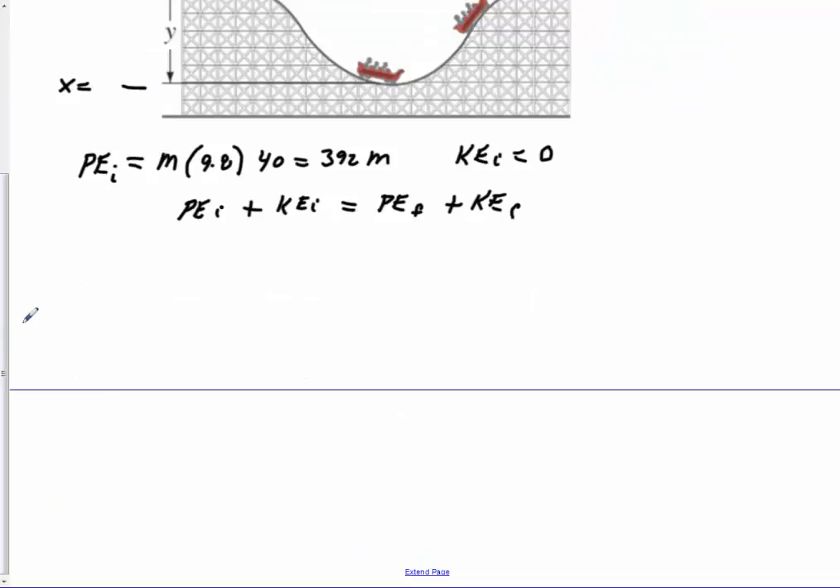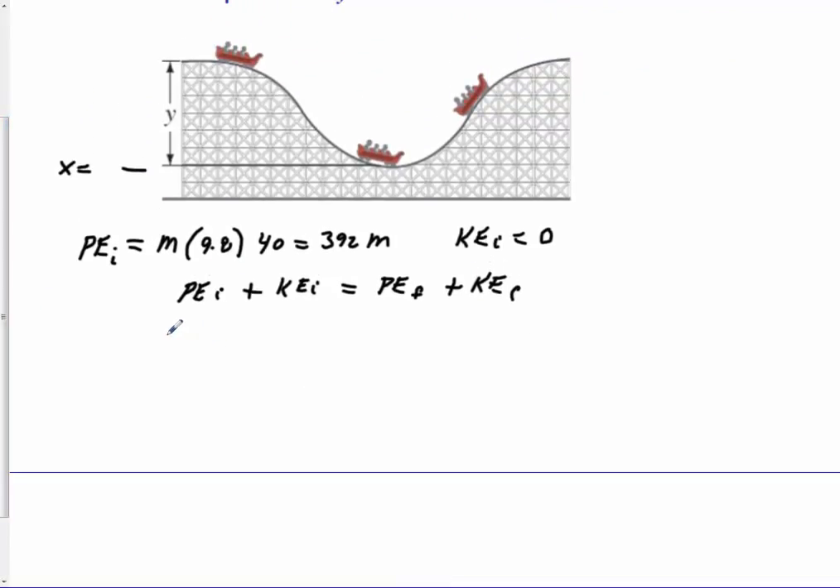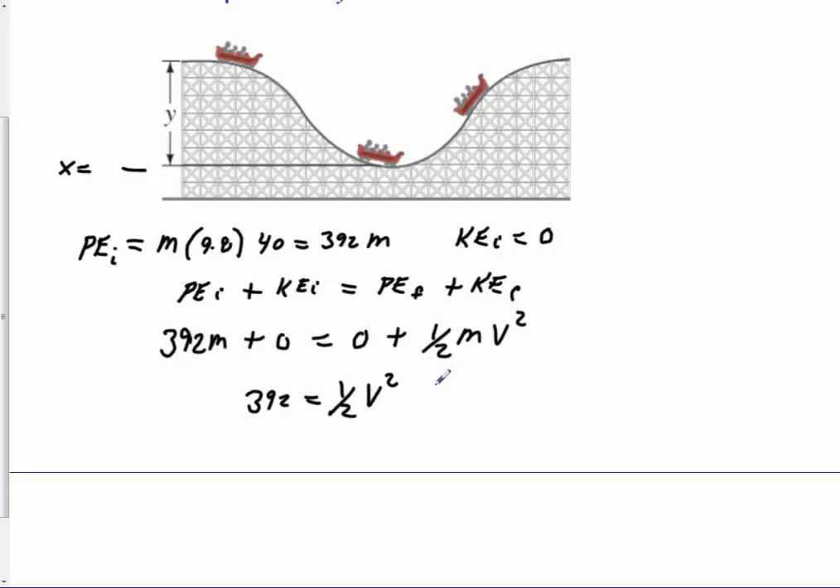Scroll down, give myself a little bit more room. We have 392 m, and again that's going to be plus 0, which is equal to our potential energy down here, which is 0 because we have no height. We go back to kinetic energy, which is 1/2 times m times v squared. Now the m's will cancel out, that gives me 392 is equal to 1/2 v squared. So now we can take 392, multiply that by 2, and take the square root of that, and that tells us that the velocity at the bottom is just going to be 28 meters per second.